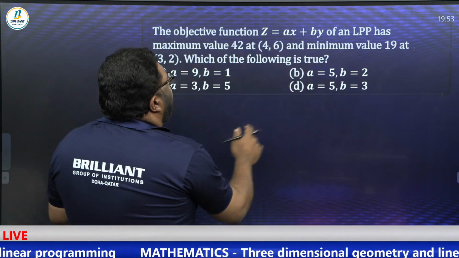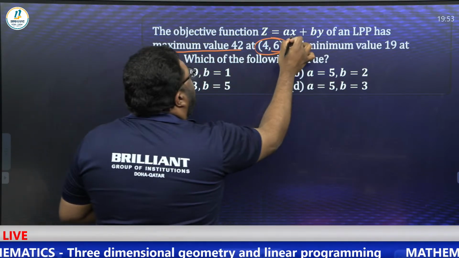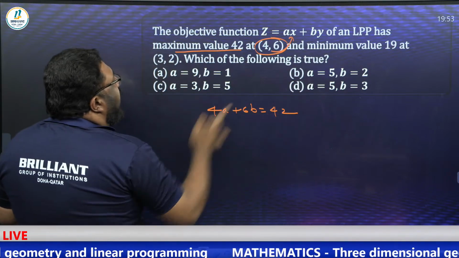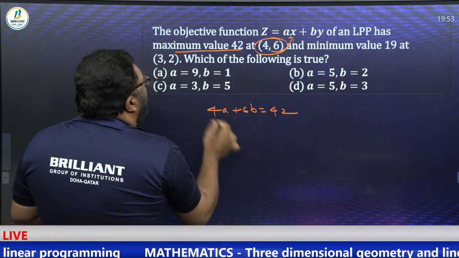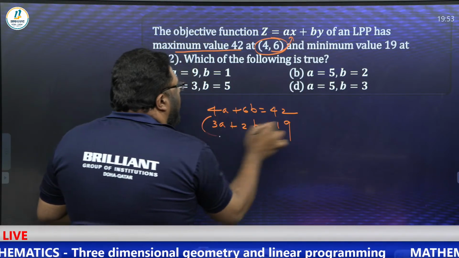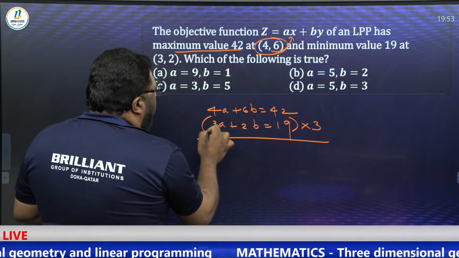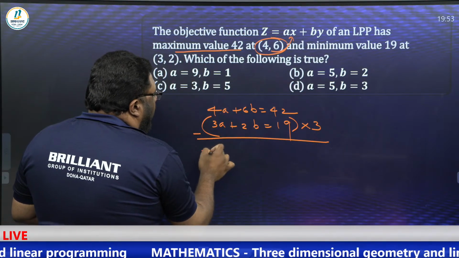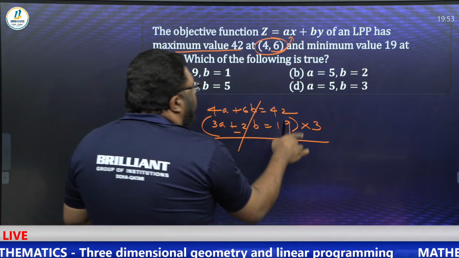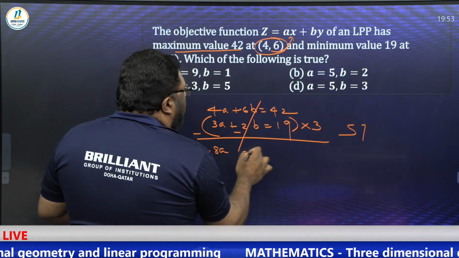Now, the objective function has maximum value 42. You substitute x and y here: 4a plus 6b equal to 42. Then minimum value 19 at 3 comma 2. So 3a plus 2b equal to 19. So I have to solve this. So I am multiplying this with 3. So I will get 4a minus 12a, minus 8a. 6b minus 6b, 0.